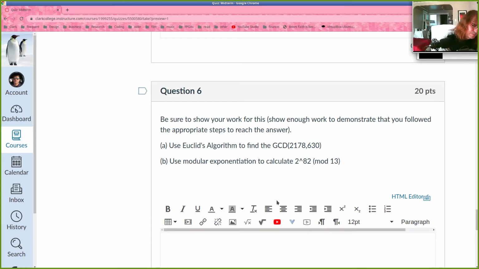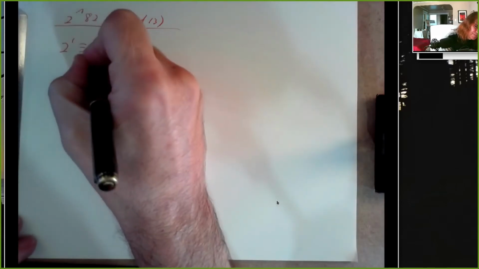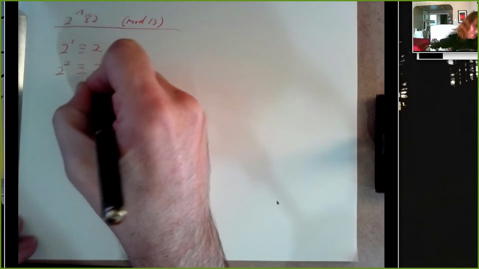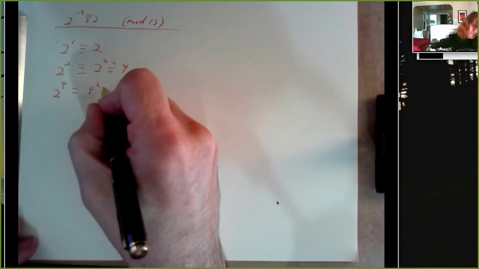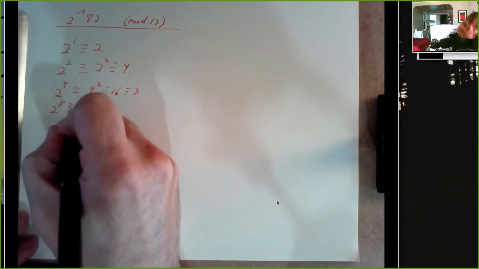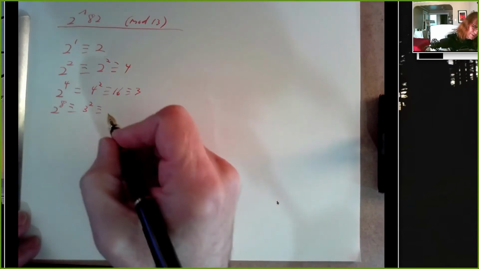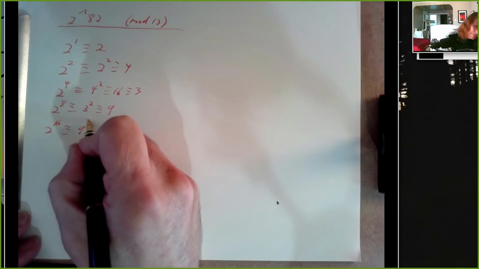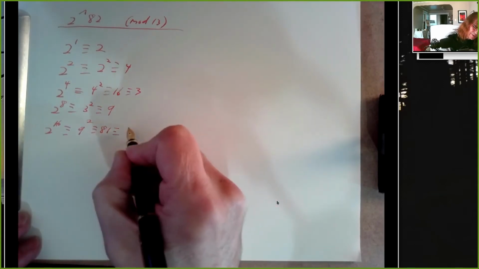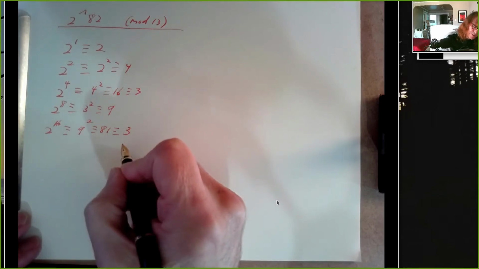So 2 to the 82 mod 13. So remember, modular exponentiation is not just multiplying 2 by itself whatever number of times you like. It's a very specific algorithm, which goes like this. 2 to the first is 2. 2 squared is 4. And you keep squaring on each line. 2 to the fourth will be this thing squared, which is 16, which is 3. 2 to the eighth will be 3 squared, which is 9. 2 to the 16th will be 9 squared, which is 81, which is 3. Ooh, am I doing this wrong?